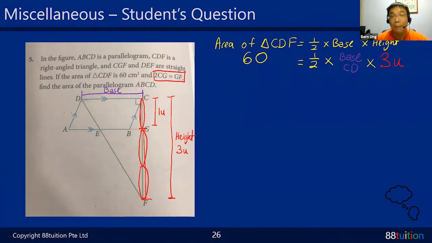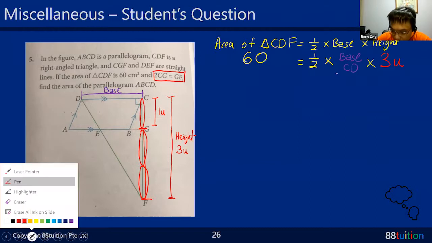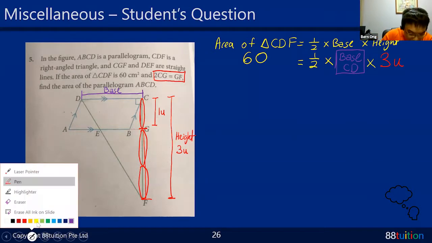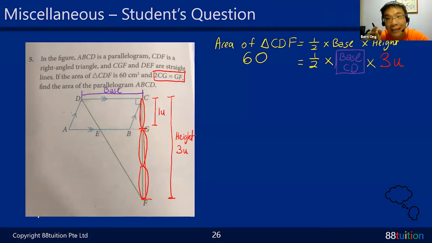So I purposely want to find my base CD, because they give me the 60 for a reason, and I have the rest of the information. Can I purposely go and find my base CD? So what do you do with the times half? You bring it across. So what is 60 divided by half? Many of you will be thinking 30. That is incorrect. 60 divided by half is not 30.